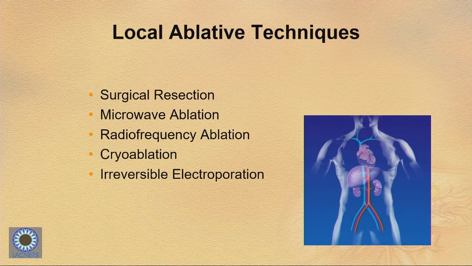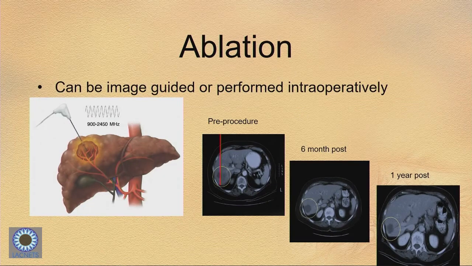Local ablative techniques. The ultimate local ablative technique really is surgical resection. So if you can take that tumor out, that's the best way to get rid of it. There are also minimally invasive procedures that allow us to insert a needle and either heat up the tissue with microwave or radiofrequency ablation. We can also freeze the tissue with cryoablation, or in special circumstances, we can shock the tumor into dying with irreversible electroporation.